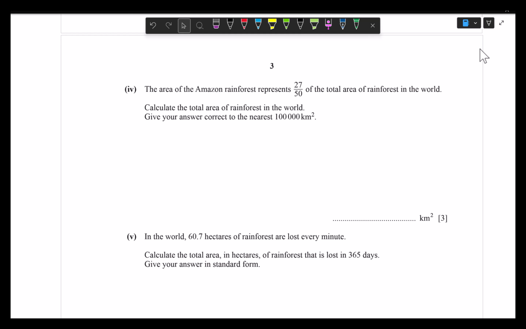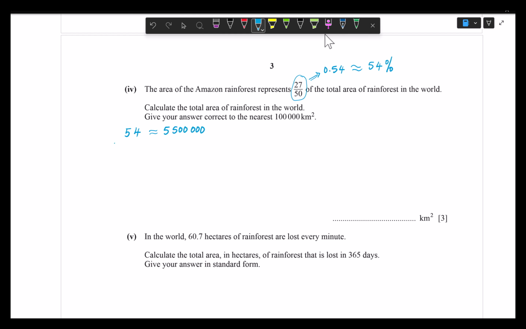Part 4 tells us that the area of the Amazon rainforest represents 27/50 of the total area of rainforest in the world. Calculate the total area of the rainforest in the world, giving your answer correct to the nearest 100,000 square kilometers. Since we've been given this fraction 27/50, which we can change to a decimal by dividing 27 by 50, we get 0.54, which as a percentage is 54%. So we are going to say 54% is equivalent to the figure that we're given, 5.5 million square kilometers.